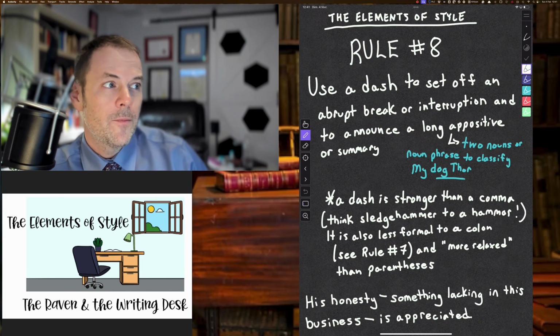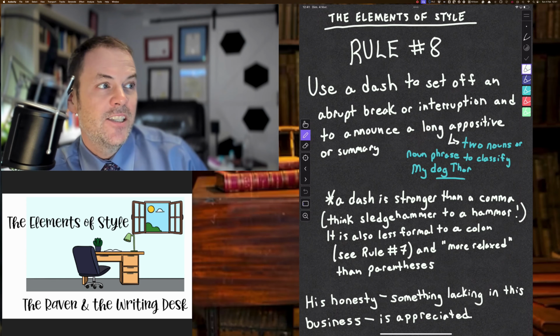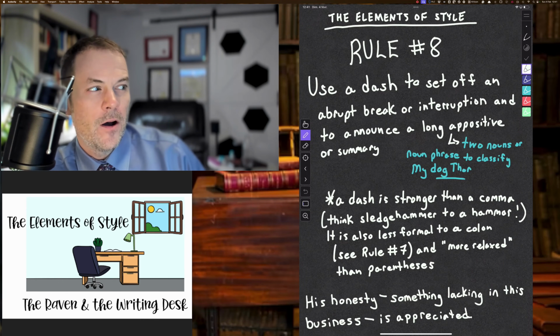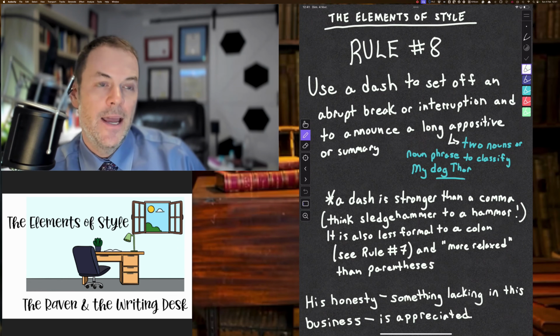Moving on to rule number 8. Use a dash to set up an abrupt break or interruption and to announce a long appositive or summary. And I did mention the last one, an appositive: two nouns or noun phrases to classify a noun, such as my dog Thor would be an example of an appositive. But getting back to the actual rule here, the dash may be my favorite piece of punctuation.